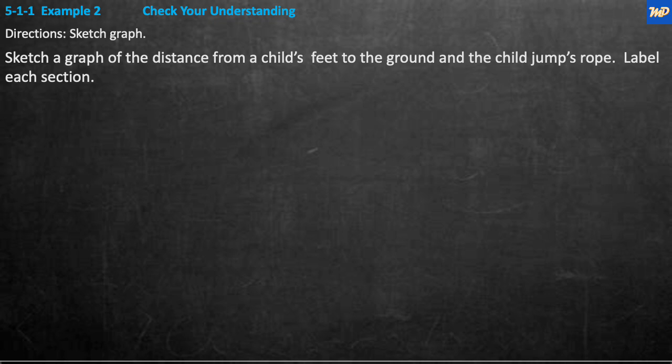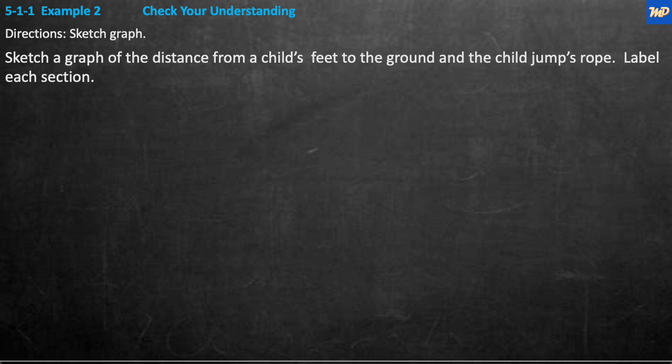Okay, check your understanding for example 2. Sketch a graph. Well, what's the problem they're giving us? Sketch a graph of the distance from a child's feet to the ground as the child jumps rope. So you get the up and down, joop, joop, joop. The child's jumping up and down, right? So the feet go up off the ground and then back down to the ground, right? Okay, label each section. So go ahead and give it a try. When you come back, we'll do it together, see how it comes out.